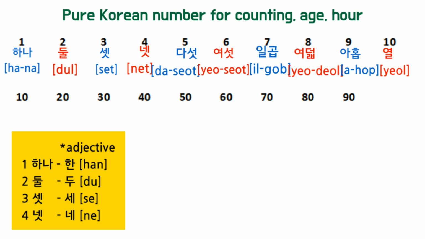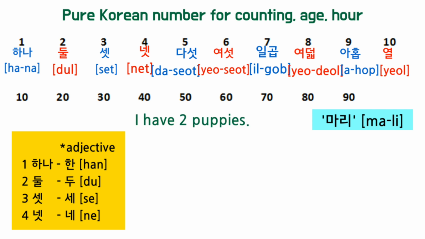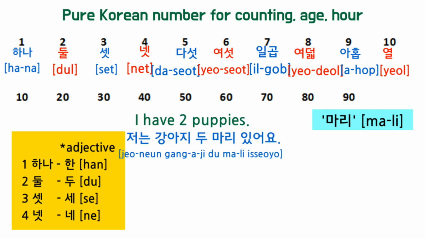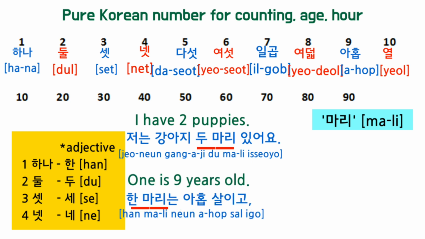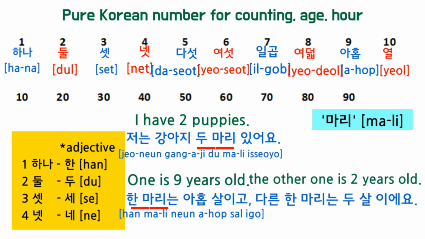When we count animals, we use 마리 after the number. I have 2 puppies. 저는 강아지 2마리 있어요. One is 9 years old. 한 마리는 9살이고 the other one is 2 years old. 다른 한 마리는 2살이에요.